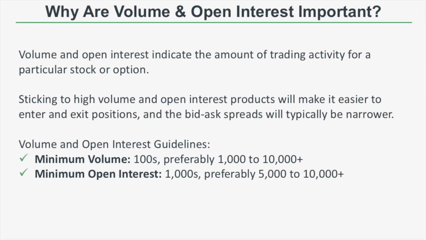Alright, so now that you understand volume and open interest, why are they important? Well, as we discussed earlier, volume and open interest indicate the amount of trading activity for a particular stock or option. So sticking to high volume and open interest products will make it easier to enter and exit your positions, and the bid-ask spreads will typically be narrower as well. So here are some guidelines for minimum volume and open interest to look for when you're trading options. So if you're trading options, the minimum volume you're going to want to look for is in the hundreds, but preferably the thousands to 10,000s.